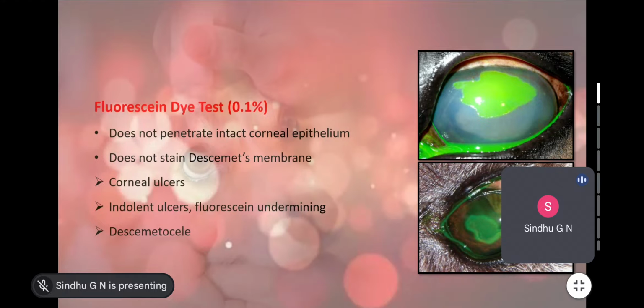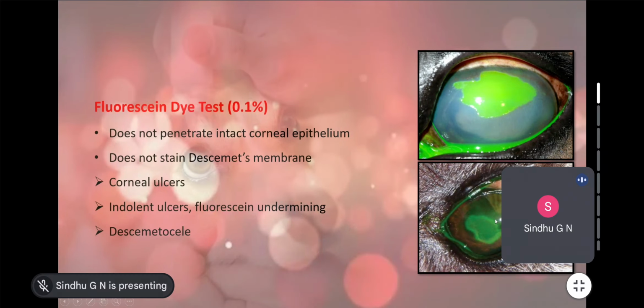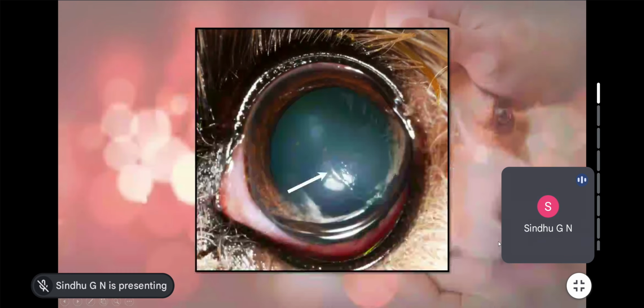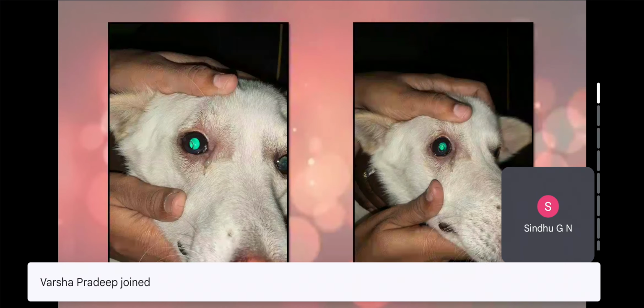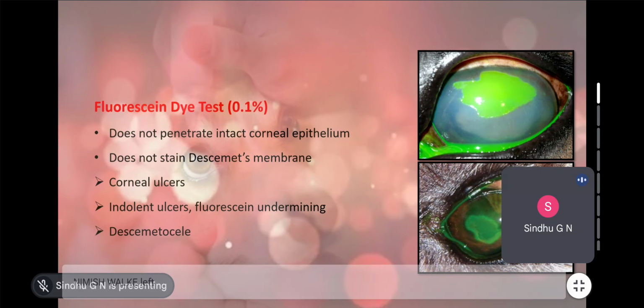So what happens in corneal ulcers? There will be a uniform dye uptake. In case of indolent ulcers, there will be everted epithelial margins of the ulcer, and underneath those everted margins, seepage of fluorescein will be there. So we can see a separate margin for the ulceration. Then coming to descemetocele, Descemet's membrane will not take the dye. So it will be like a deep corneal ulcer. Margins of that ulcer will be stained and the base of the ulcer will be black in color. That's how we can differentiate descemetocele.